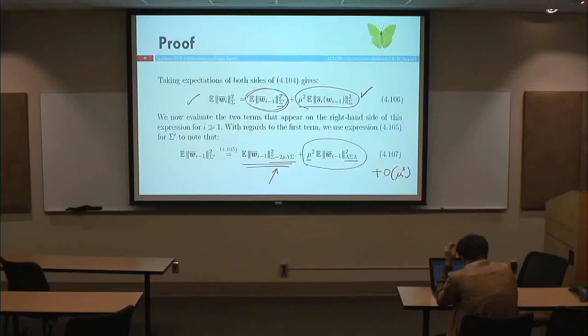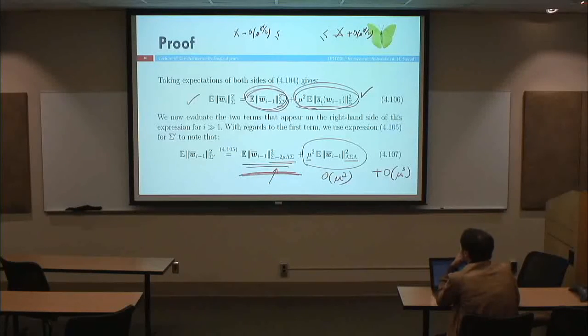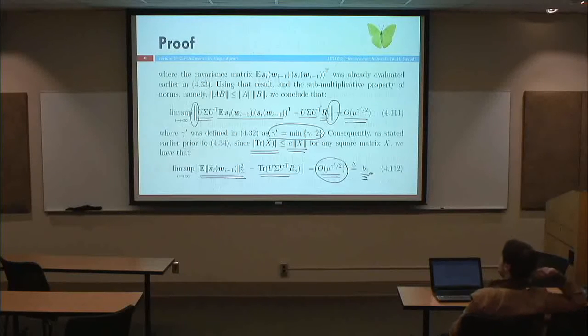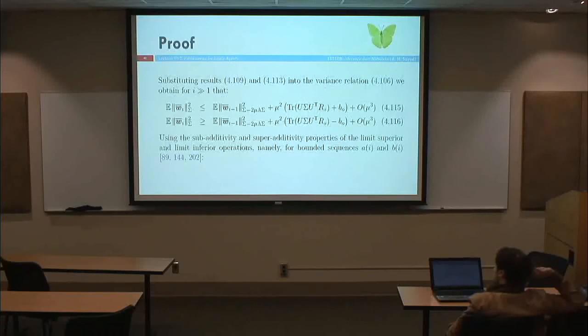Remember, we started with this energy relation, right? Tells you how the variance is evolving. I replace this by a quantity like this plus mu cubed. And now I can replace this, right? Because I showed that this quantity is something plus order of mu gamma prime over 2, something minus order of mu gamma prime over 2, right? This quantity here. So put that together, you arrive at this.